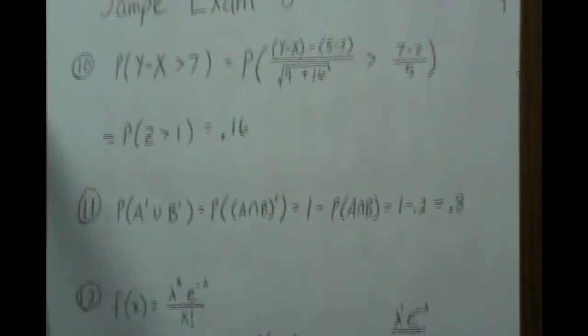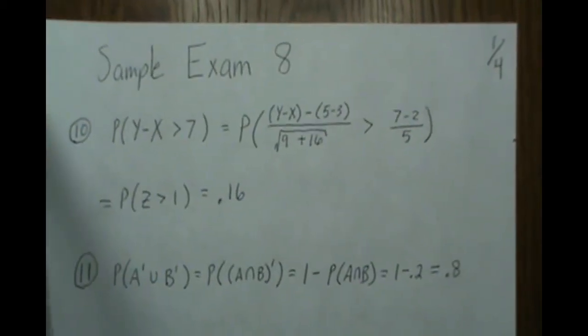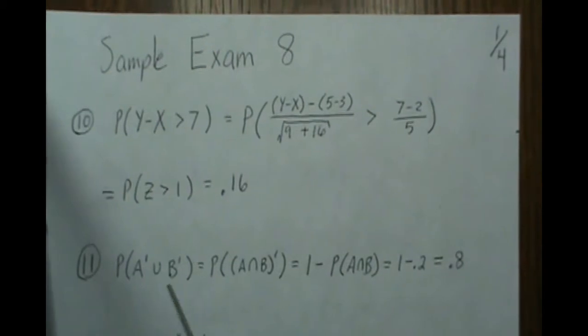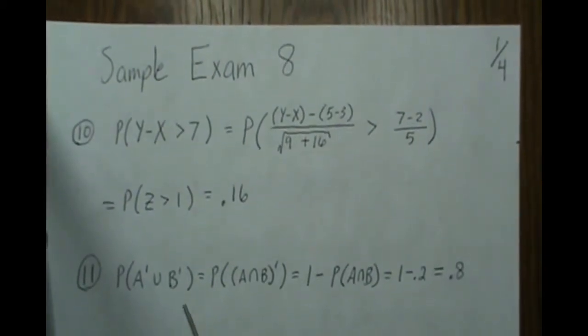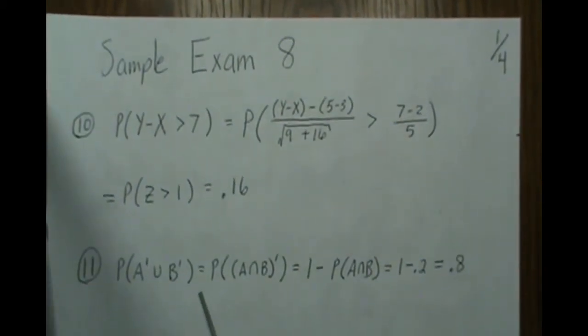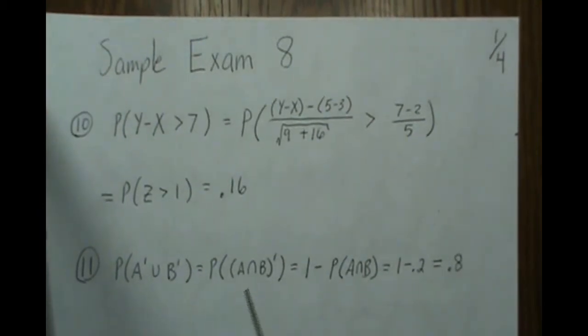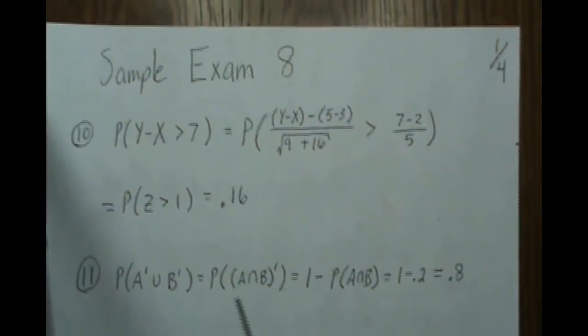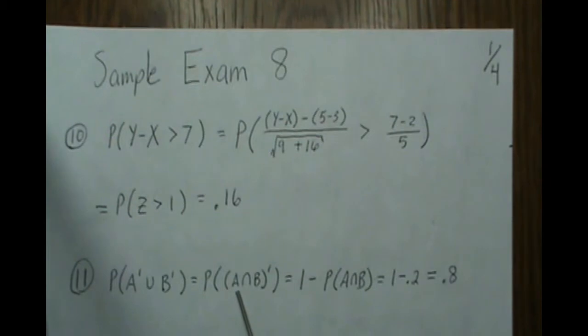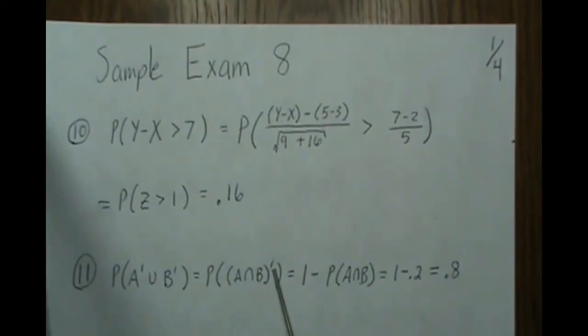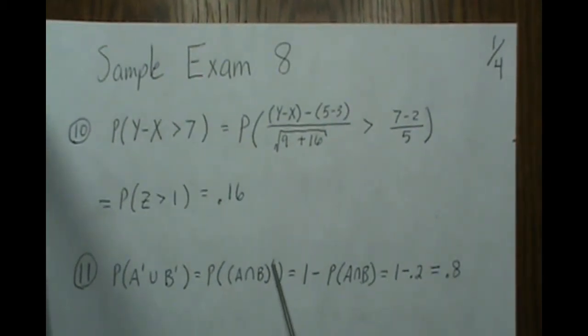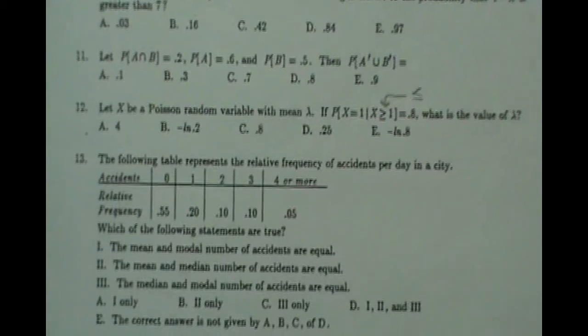Number 11. The probability of A complement union B complement. If you use, I think it's De Morgan's theorem, however you say it, you get this. It's the same as the probability of the complement of A intersect B. Well, that is a complement, so that's equal to 1 minus the probability of A intersect B. And this is provided, so it's 1 minus 0.2, which is 0.8.